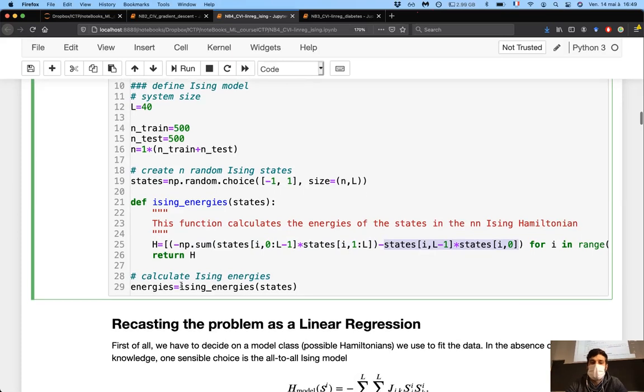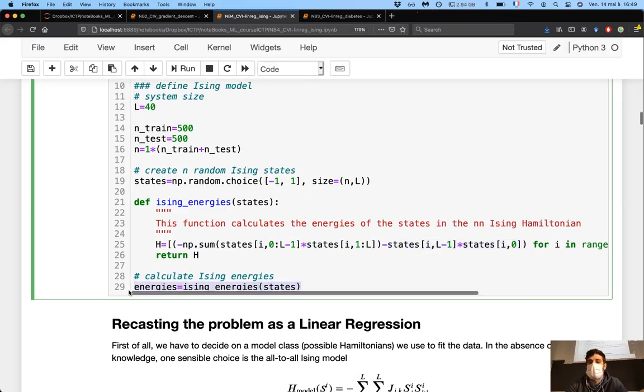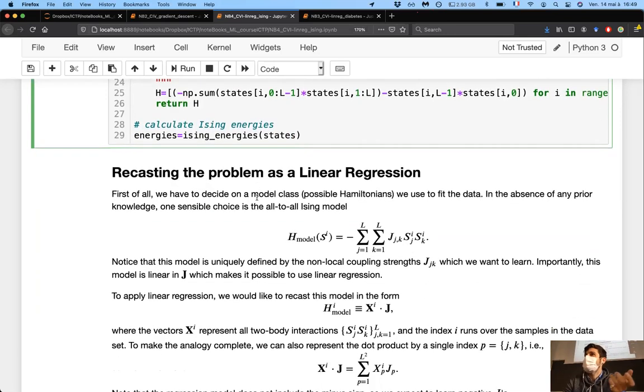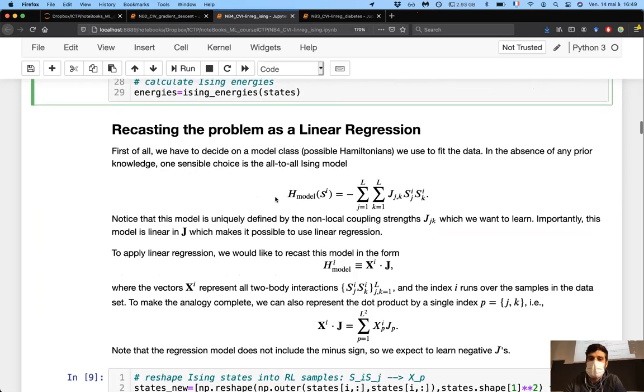All right, and here I'm generating these energies. So for each state that was generated here, I'm outputting the labels, which are these energies. Okay, so now this is hidden to us. This is what physicists obtain in the lab, and now we close the eyes. We don't know this function. We are just given this data set, and our task will be to learn this function.